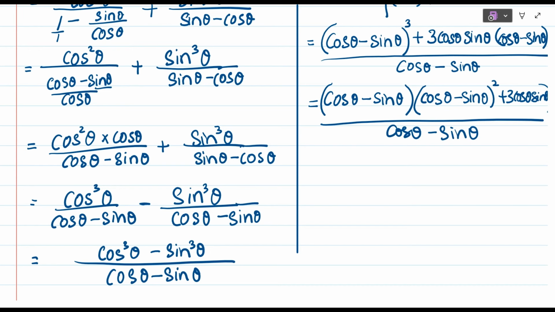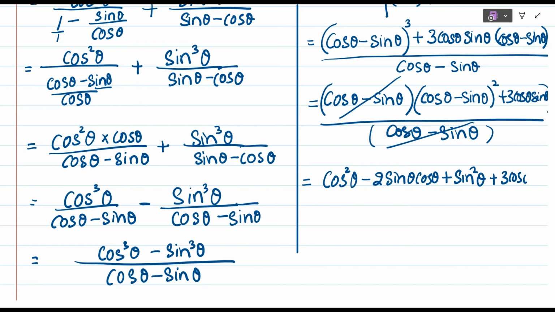Clear, students? In the numerator one cos theta minus sin theta is there, in the denominator also one cos theta minus sin theta is there. It gets cancelled out one time. In the numerator you have cos theta minus sin theta whole square. This is like a minus b whole square. What is the formula? Apply the formula. In place of a, cos theta is there. In place of b, sin theta is there. So cos square theta minus 2 sin theta cos theta plus sin square theta plus 3 cos theta sin theta. Understood, students? In the denominator we have 1, no need to write that.